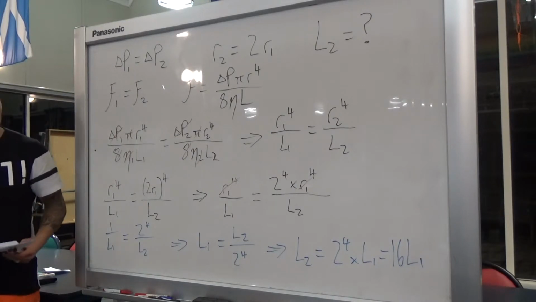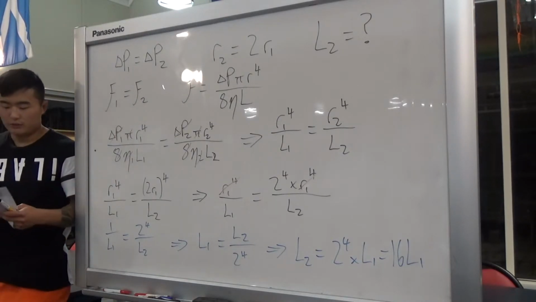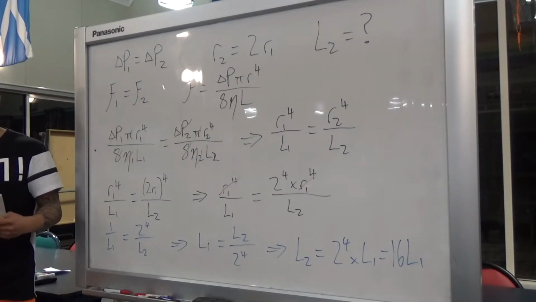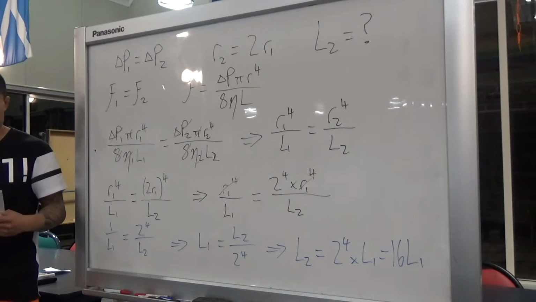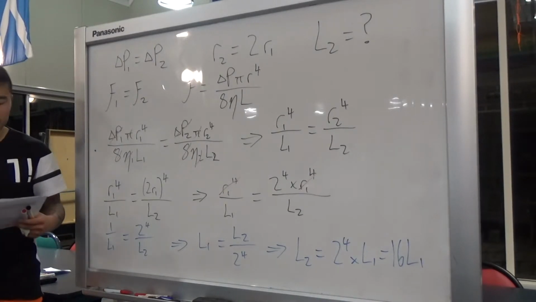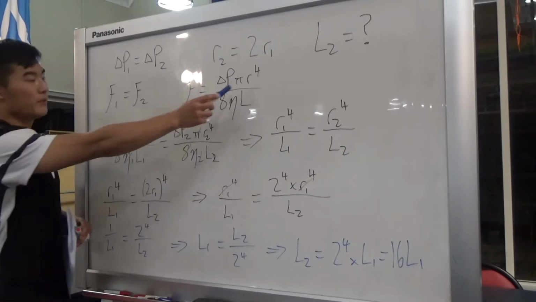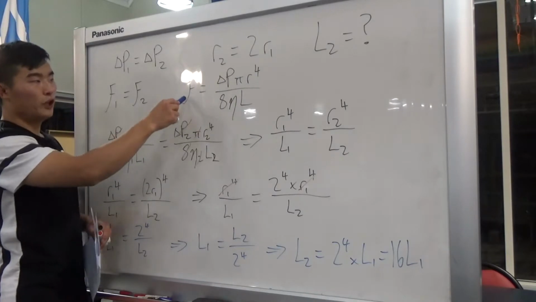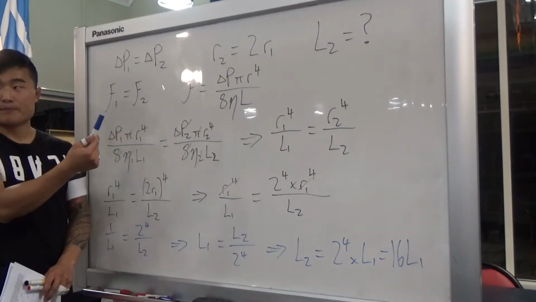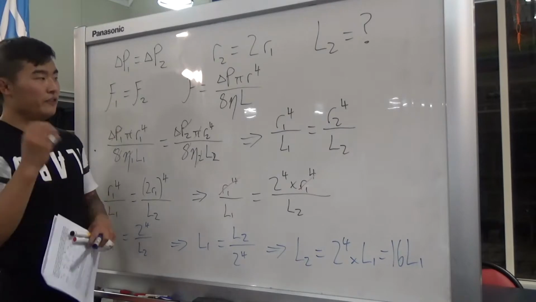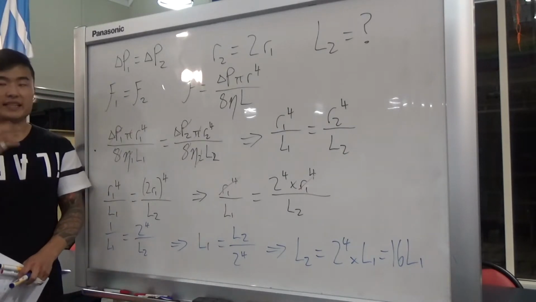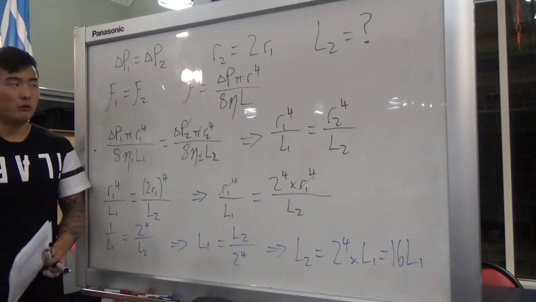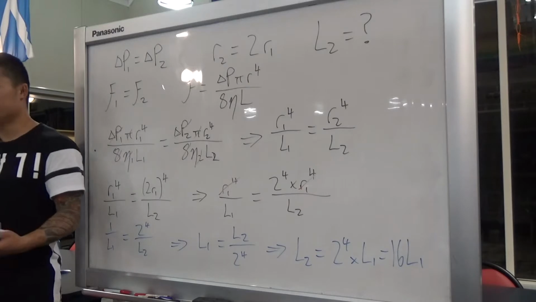Okay, so what you saw there was that because pipe 2 has twice the diameter, the flow rate, if you look at the equation here, if you double the radius, it's going to increase the flow rate by 16 times. Okay, so if you have a viscous fluid and you double the radius, it's going to increase the flow rate by 16 times.